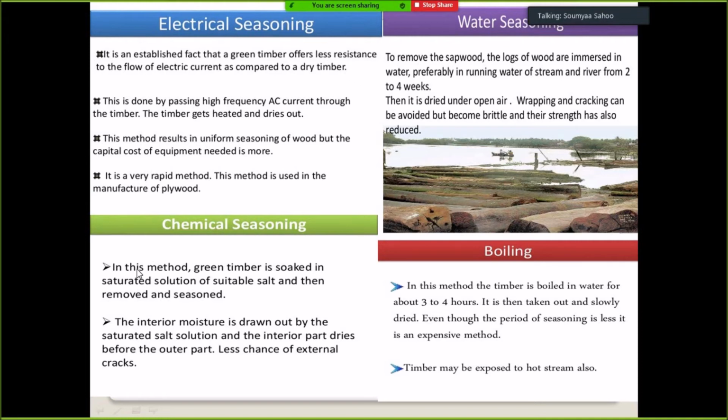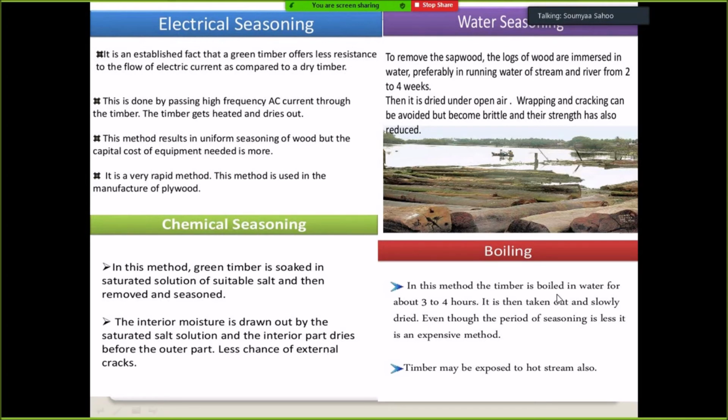Chemical seasoning. In this method, green timber is soaked in saturated solution of suitable salt and then removed and seasoned. The interior moisture is drawn out by the saturated salt solution and the interior part dries before the outer part. So there are less chances of external cracks.